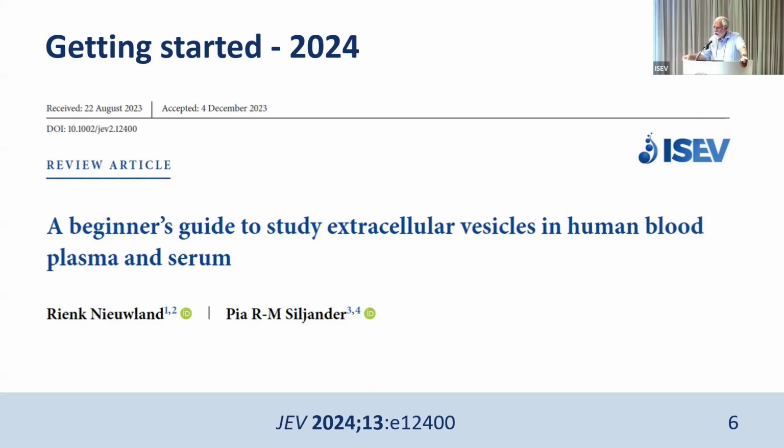It took a while, but at the beginning of this year, Pia and I published a paper in JEV. It's called The Beginner's Guide to Study Extracellular Vesicles in Human Blood Plasma and Serum. And it's especially aimed at people studying blood EVs. And it contains many different sections. I will just show you two.